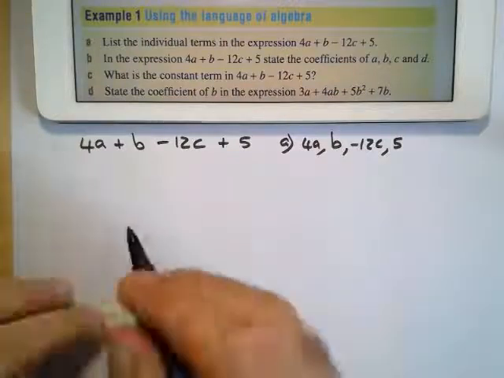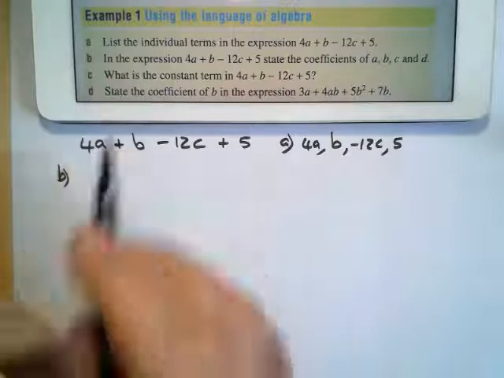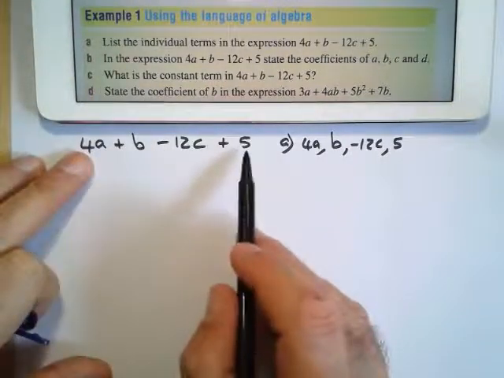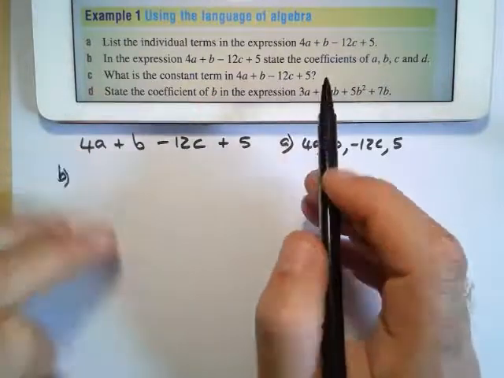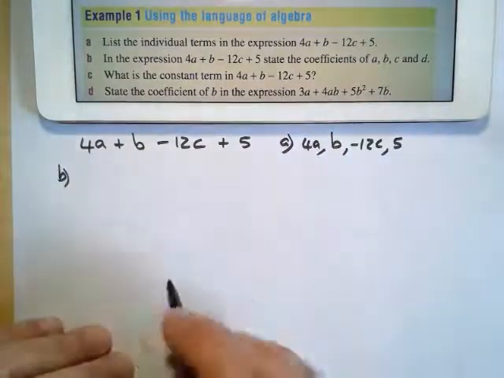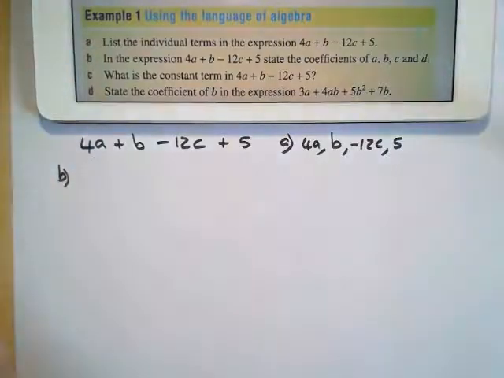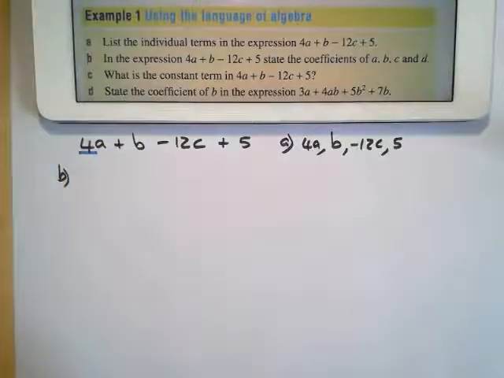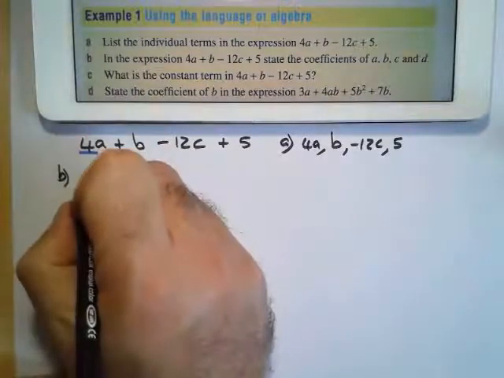In B, they ask us, in the expression 4a plus b minus 12c plus 5, state the coefficients of A, B, C, and D. So we've got A, the coefficient of A. So there's A, the coefficient of A is plus 4.